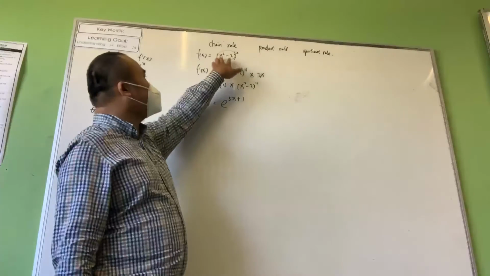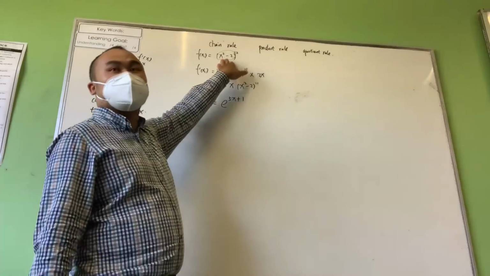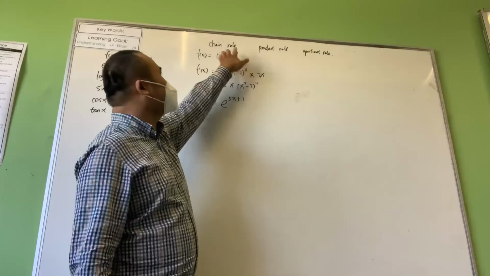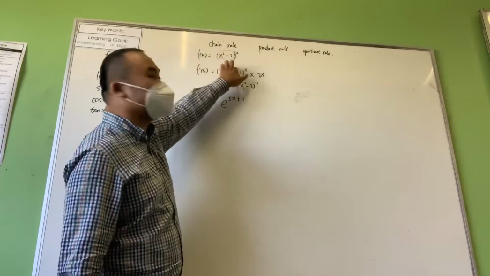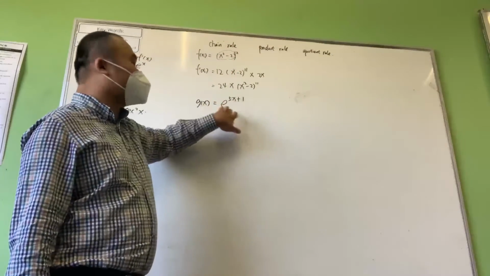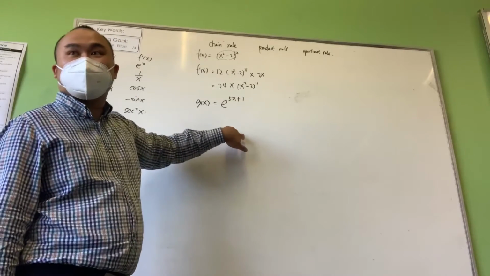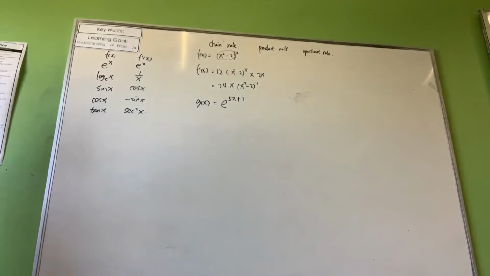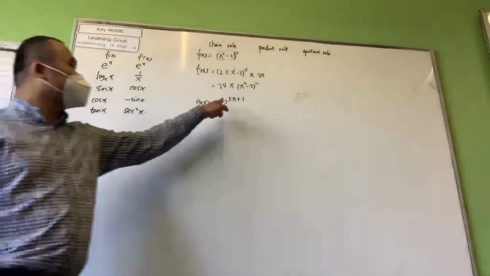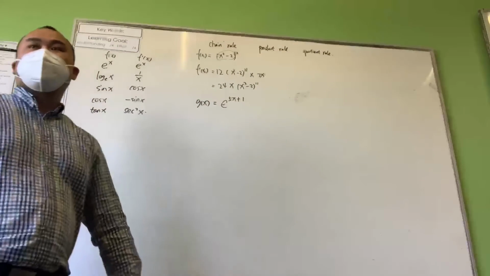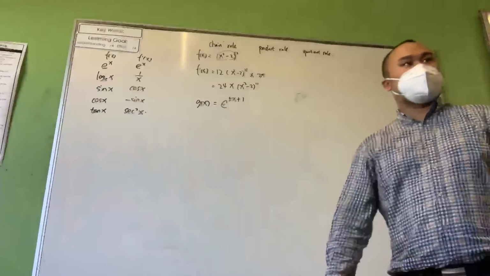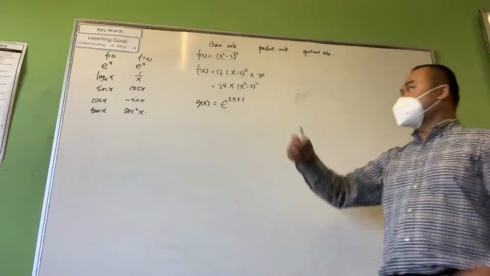When we take this as one guy, the outer function means this is one guy. So you just copy this down. The outer function is the whole thing, you just copy it down. So the derivative is e to the power of 5x plus 1, and then times the derivative of the inner function. The inner function is this guy, 5x plus 1. Okay.